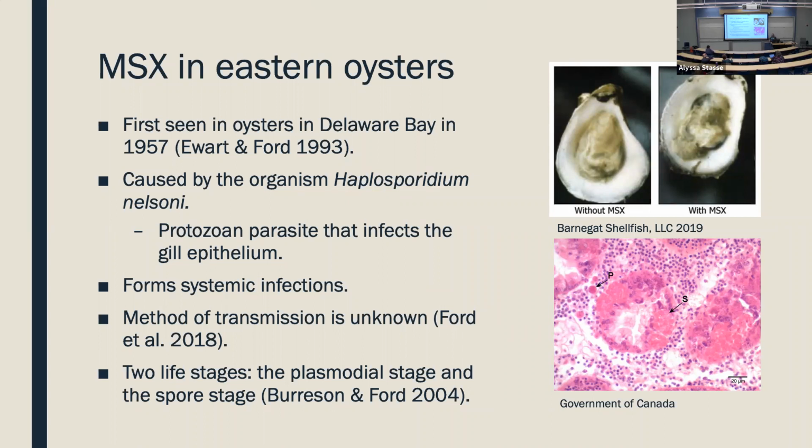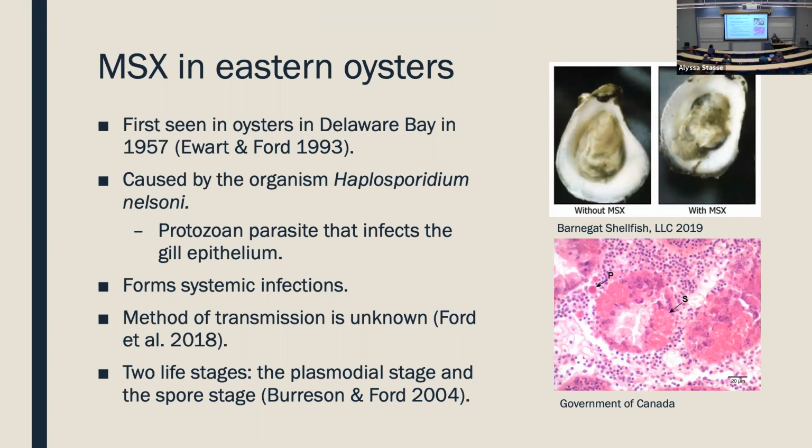It forms systemic infections. So when people are using histology to look at the infections, they actually take a syringe or needle, stick it in the oyster shell, feel around for the muscle, and then extract the hemolymph from the muscle. And you're able to look at the hemolymph because it is a systemic infection. So that's what's shown here. This is Haplosporidium nelsoni in oysters. The S is pointing to a spore, and the P is pointing to a plasmodial stage. And so those are the two stages.